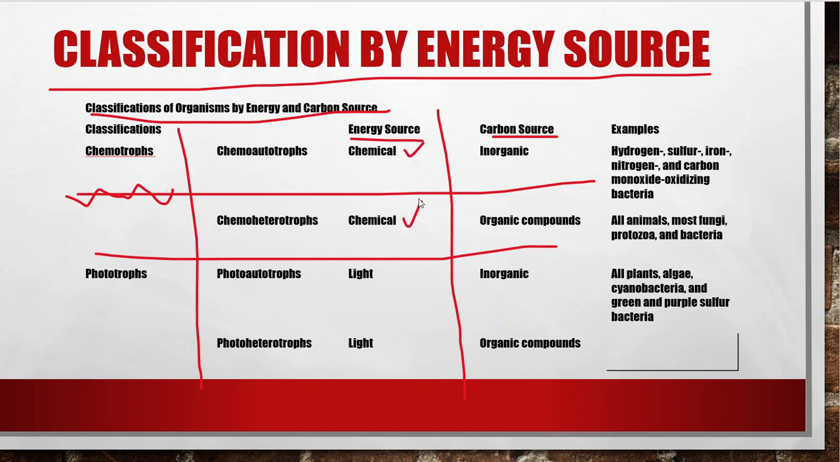We get our energy from blood sugar or from lipids or from whatever organic molecules. We break them down. That's how we make our ATP. We are chemotrophs. Now, there's the chemoautotrophs and the chemoheterotrophs.